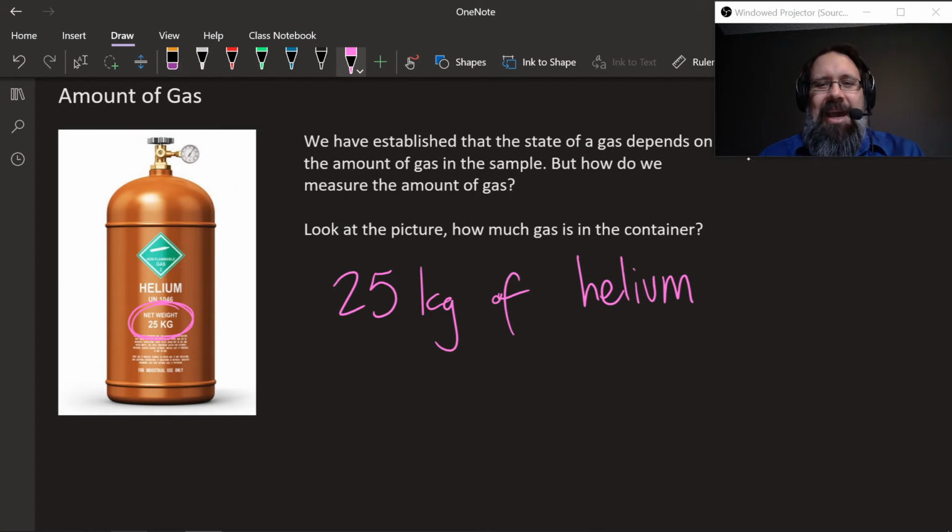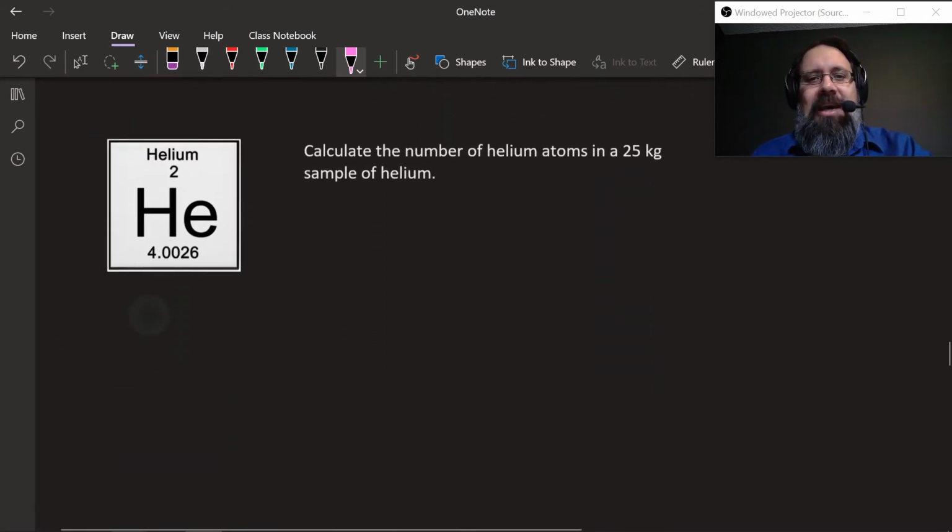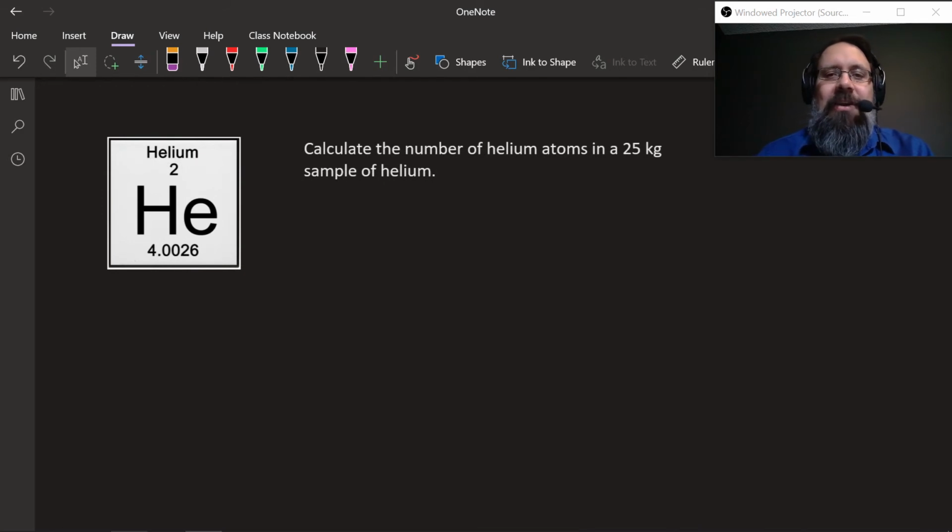but it doesn't really make any sense to me. Like, how much is that? How many particles is that, or what does that look like? It's kind of hard to really know. Like 25 kilograms of helium. I mean, helium is gas, that's really light. 25 kilograms seems like a lot. There's probably a ton of particles in there. And so it turns out that, yeah, you could actually calculate how many there are. So let's calculate the number of helium atoms in a 25 kilogram sample of helium.